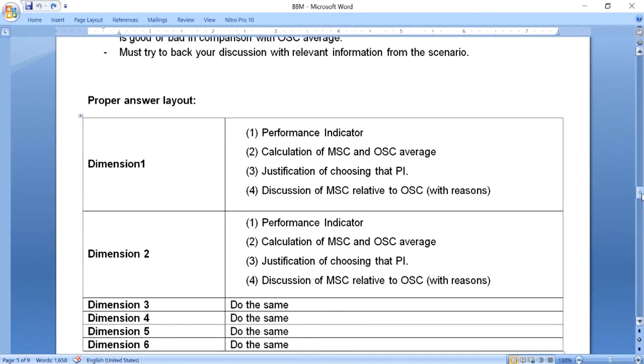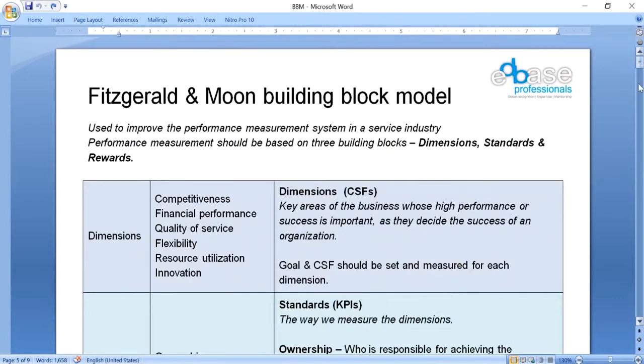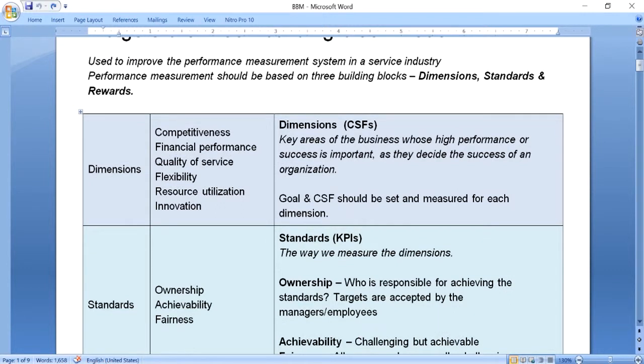So let's look at the building block model first, very quickly, obviously, to have an understanding of the building block model. So first of all, I'm pretty much sure that you have already read the building block model. So let's have a look. Fitzgerald and Moon building block model is used to improve the performance measurement system in a service industry. And it suggests that the performance measurement system should be based on 3 building blocks, which is dimensions, standards, and rewards. All right. Now we have 6 dimensions here.